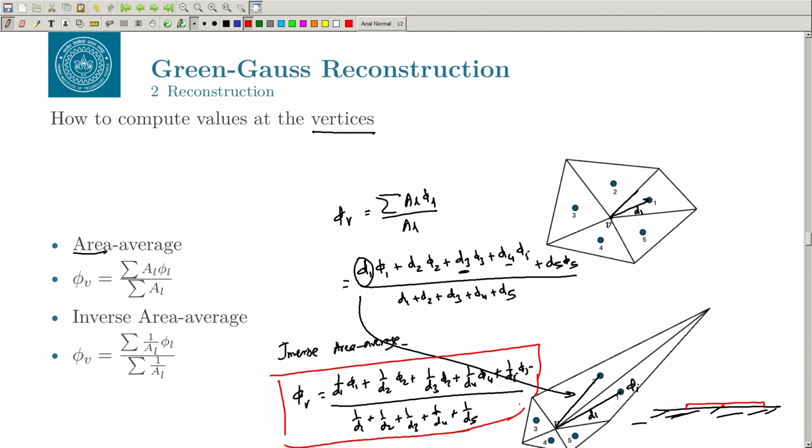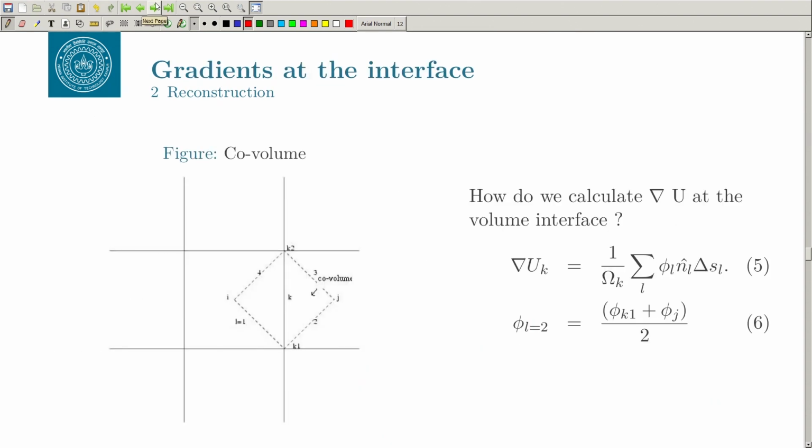The last missing piece that remains is the gradients at the interface, and why do we need that? As we discussed earlier, if you are going to solve the viscous problem, your viscous flux requires the value of the gradient at the face. So, this is my face here, and we want to get the gradient at this face.